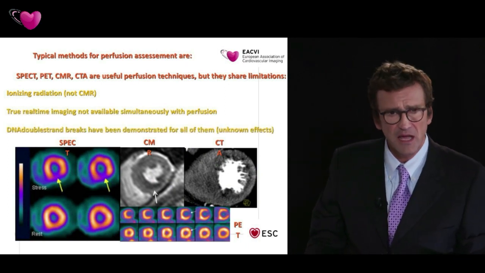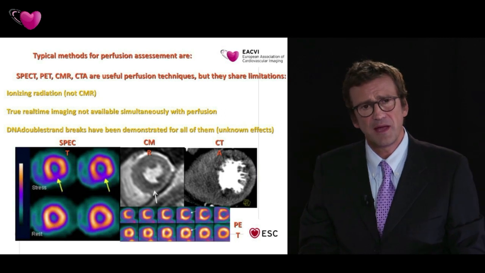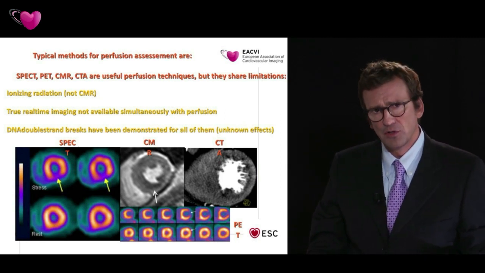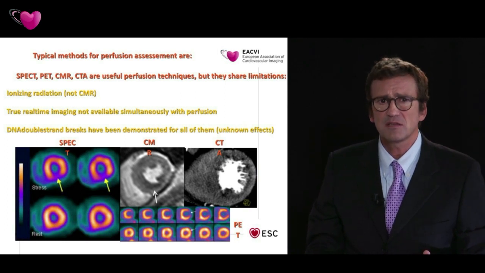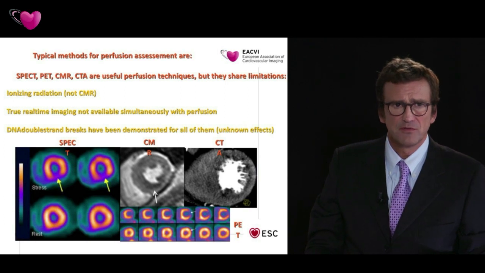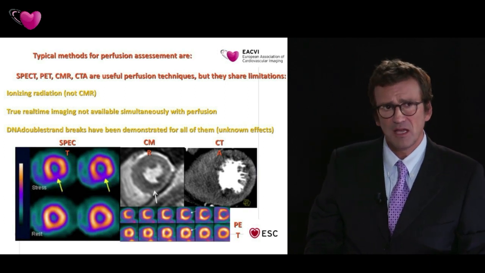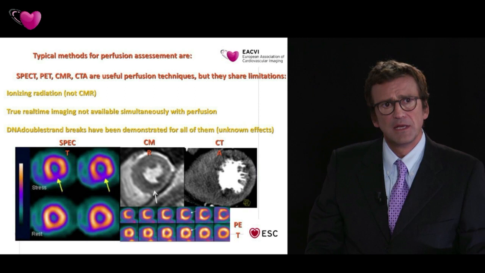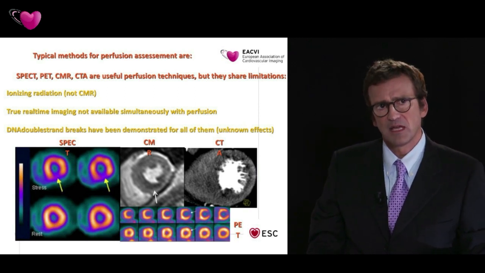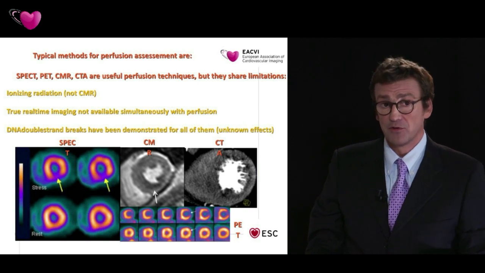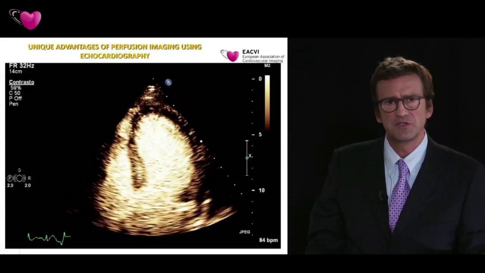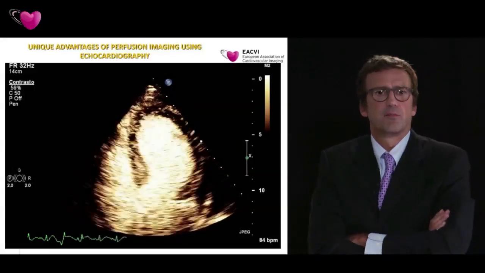CMR, CTA also recently, and PET demonstrated that perfusion can be assessed, but they share some limitations, if you will. Ionizing radiation, not for CMR, they cannot image in true real time, and DNA double strand breaks, whatever they can mean, have been demonstrated also for CMR. So this is what an image during echo is like for perfusion imaging.